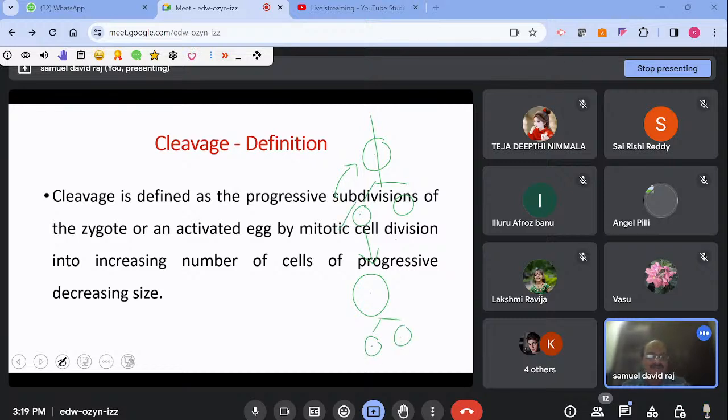So this is how during G1 and G2 the size of the cell increases after one mitosis and before another mitosis starts. But during cleavage, there is a progressive decrease in size. That means G1 and G2 are absent so that the cell continuously decreases in size.